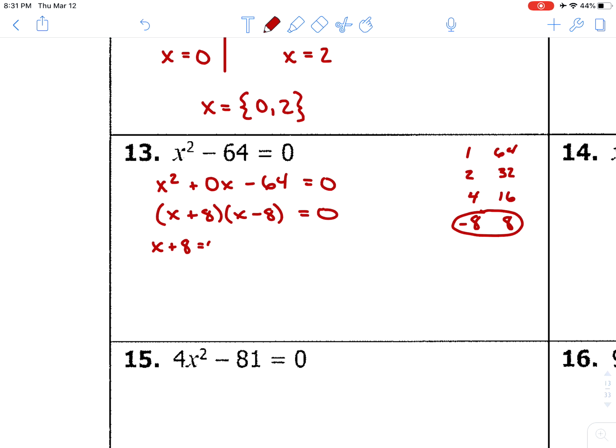I can set each factor equal to 0 and go ahead and solve them. So in my first case, I'm going to subtract 8, and I'm going to get x equals negative 8. In my second case, we're going to add 8 and get x equals positive 8. For two solutions of x equals negative 8 and 8.